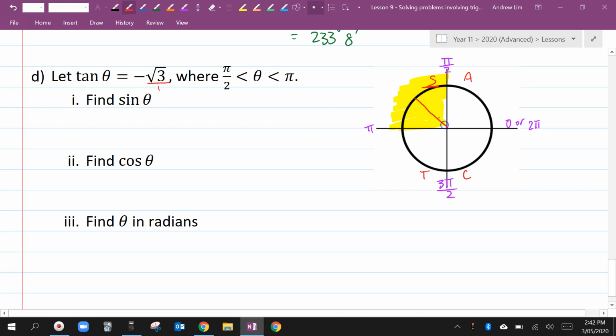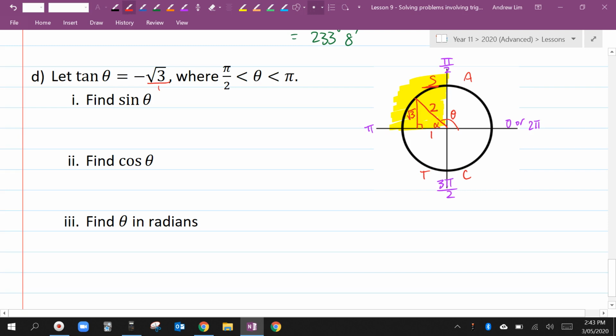Alright, so we can always write this as a fraction, negative root 3 on 1. So I'm just going to draw my right angle triangle. This is theta, this is alpha, and it's going to be root 3 on 1, opposite over adjacent. Okay, so let's find sine of theta. In order for us to do that, we still need to work out the length of the hypotenuse. So 1 squared plus root 3 squared is 4. Root 4 is 2.